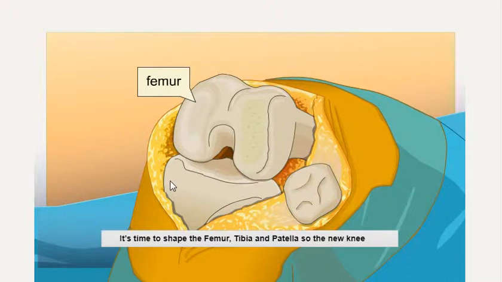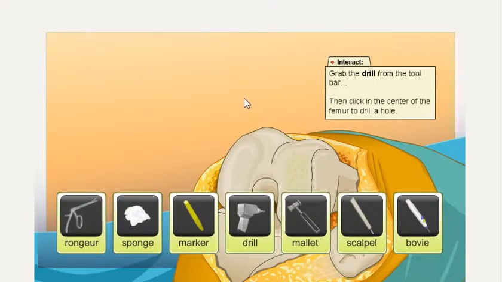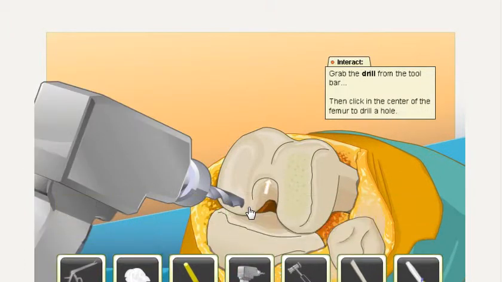It's time to shape the femur, tibia, and patella so the new knee components fit properly. A hole must be drilled inside the femur to set up the distal femoral cutting jig and alignment device.